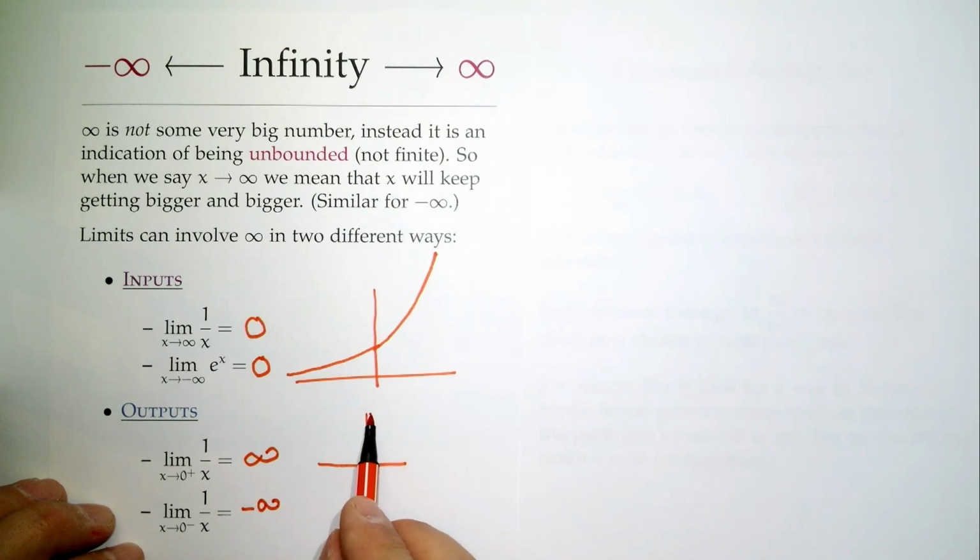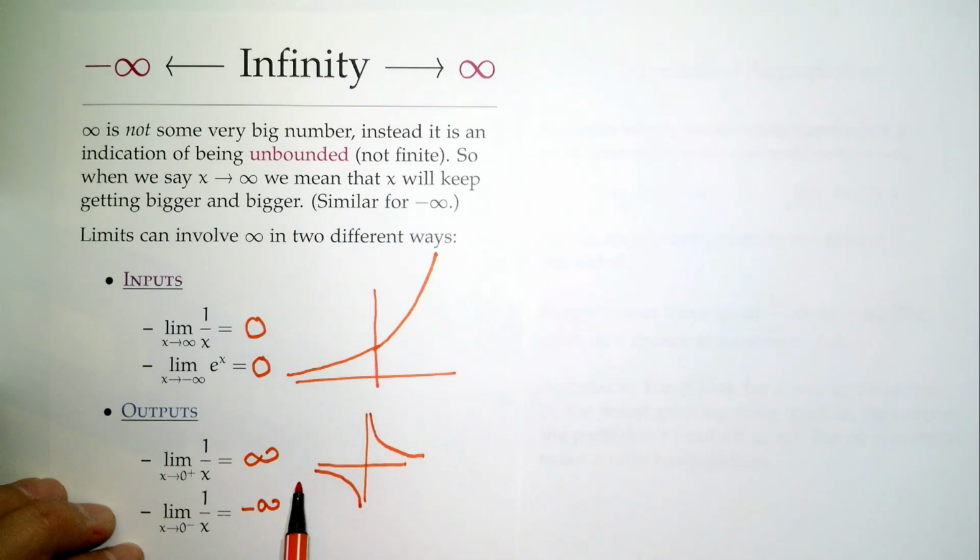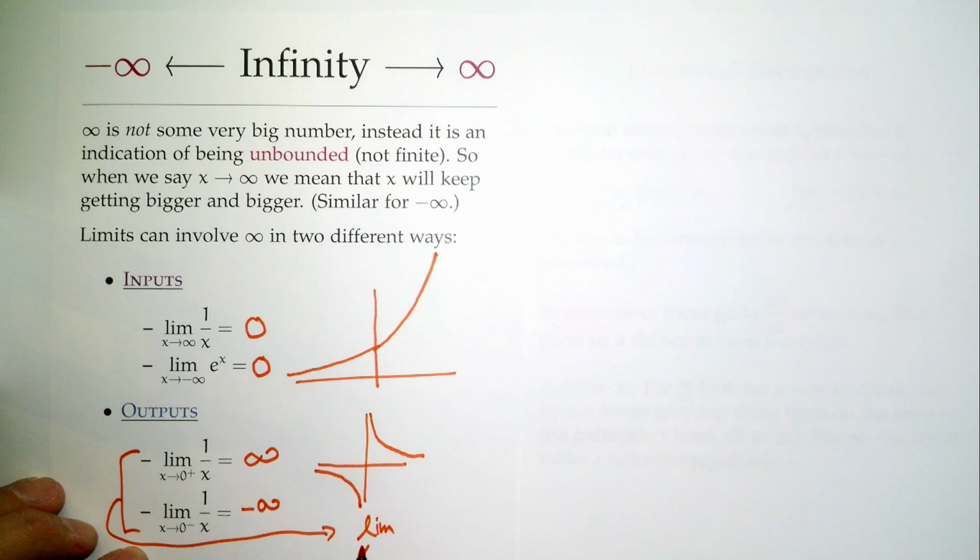So 1 over x, if you graph it, has this shape here. So from above, the right-hand side, it's going up. From below, left-hand side, it's going down. If we combine these two facts together, what can we say about the limit as x goes to 0 of 1 over x? Doesn't exist. Because remember, the rule says that if I want the limit to exist, I have to have both sides agreeing. And positive infinity and negative infinity are as far apart as you can get. Nothing can be further apart.